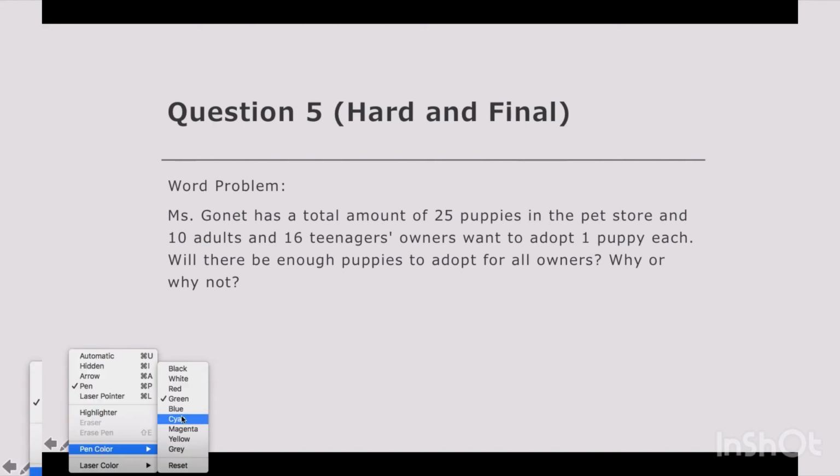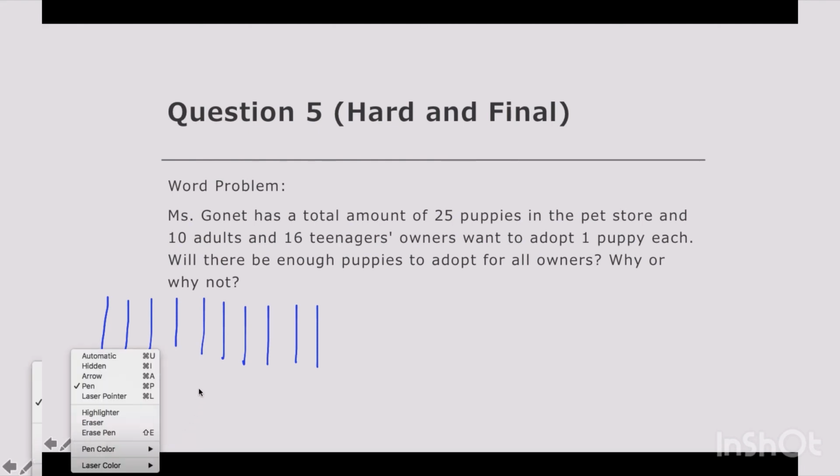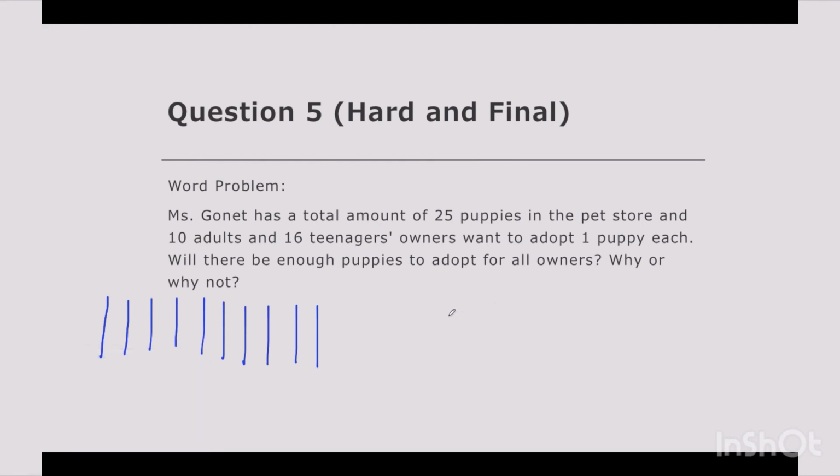Okay, so first, let me draw the blue tall sticks, or like this can represent the adults. So let me draw 10 blue tall sticks. Okay. 5, 10. Alright, so 10 adults. Let me draw the green ones like this. 16.